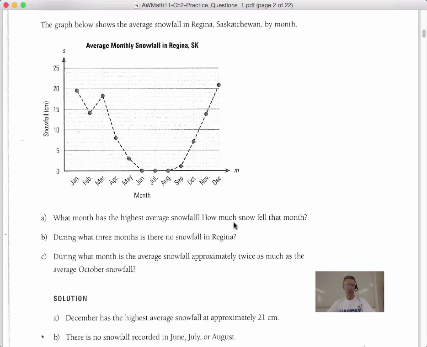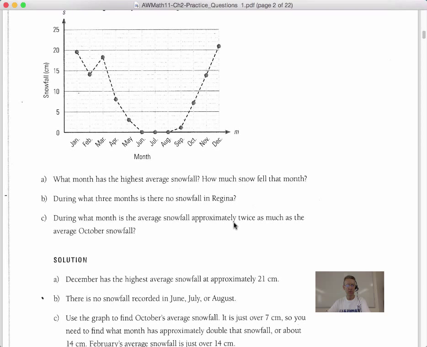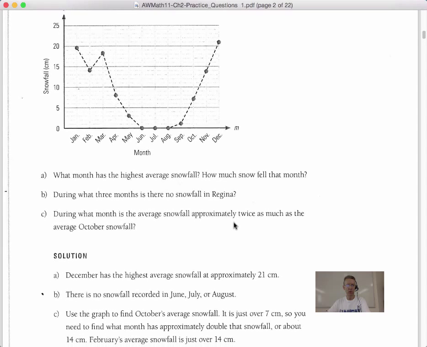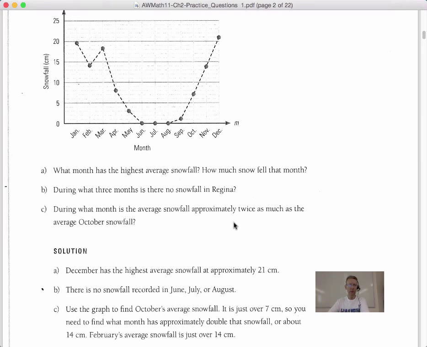Part B is asking, during what 3 months is there no snowfall in Regina? What 3 months is there no snowfall? Okay, well, that means 0. So it looks like June, July, and August, no snow. Oh, they seem to have had a snowfall in September. So I remember when I lived in Calgary, it could be any time of year you could get snow. So yeah, I guess that's a possibility.